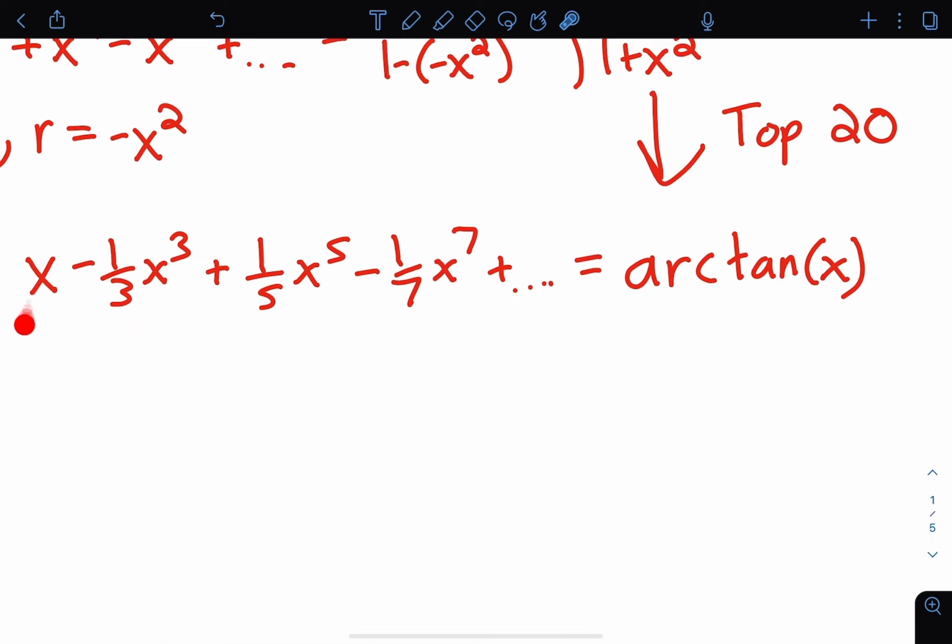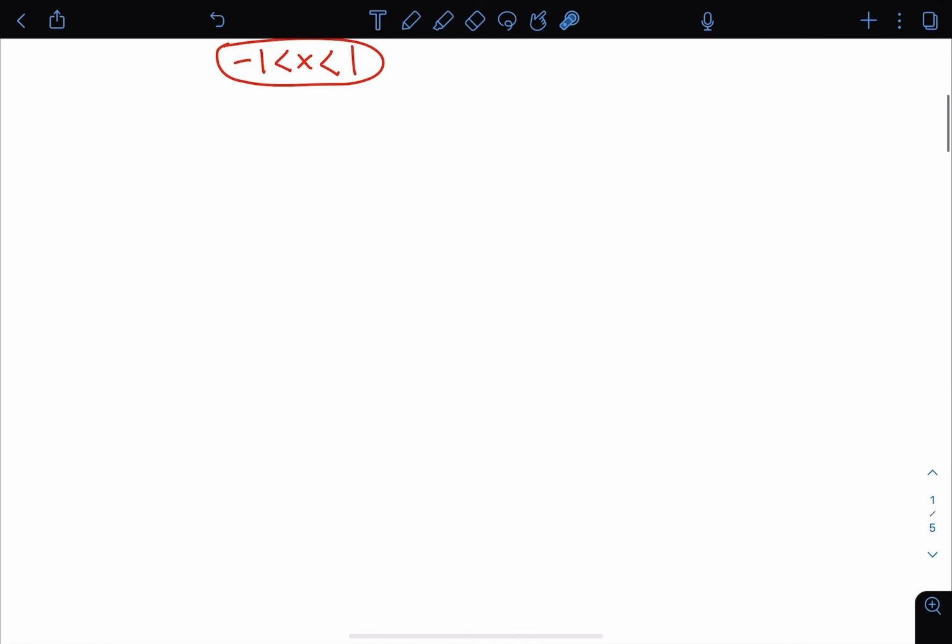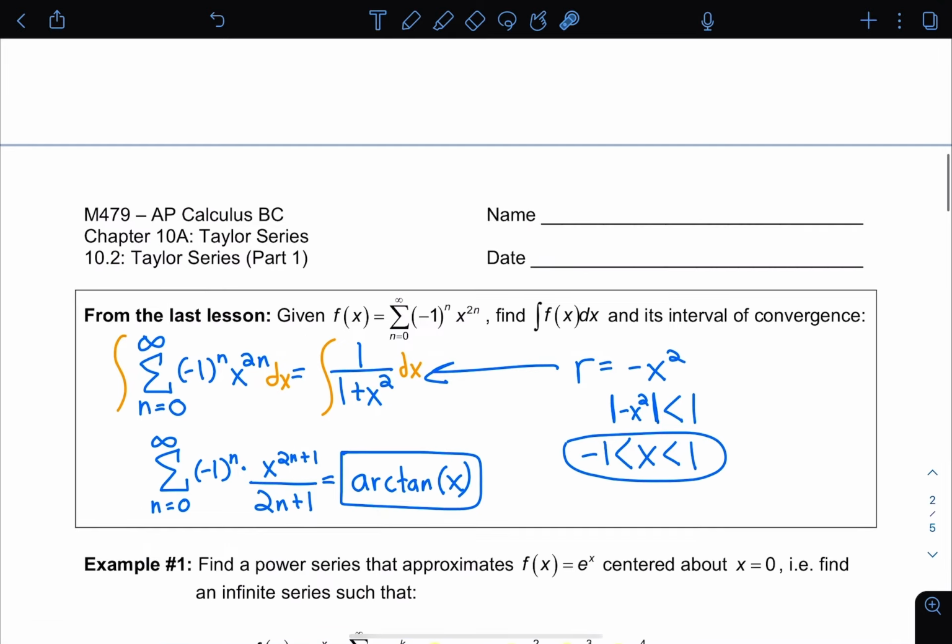This power series can be used to represent another function. This infinite power series all adds up to some other function that we know and love. So we're going to carry this idea into our notes today.